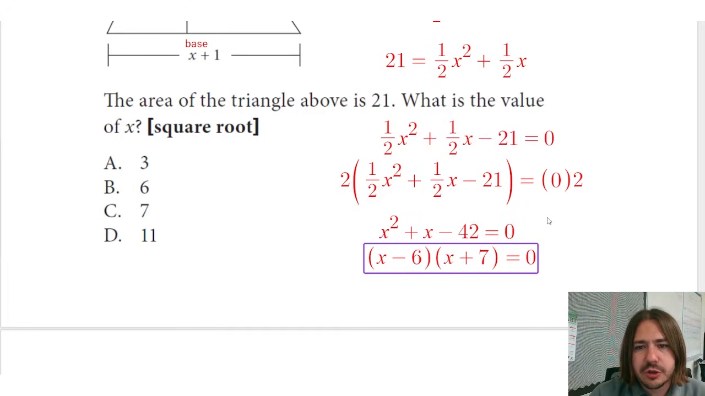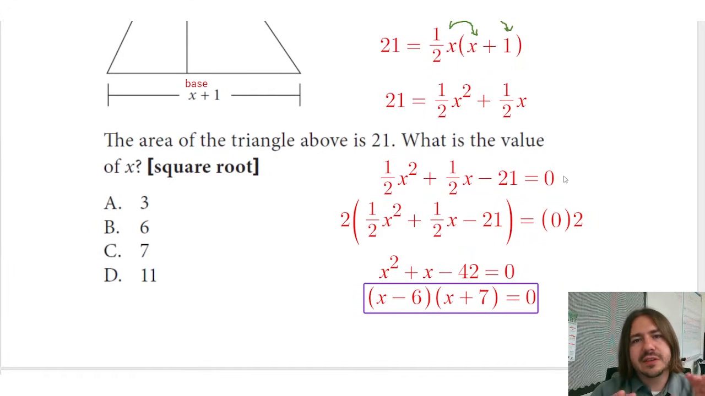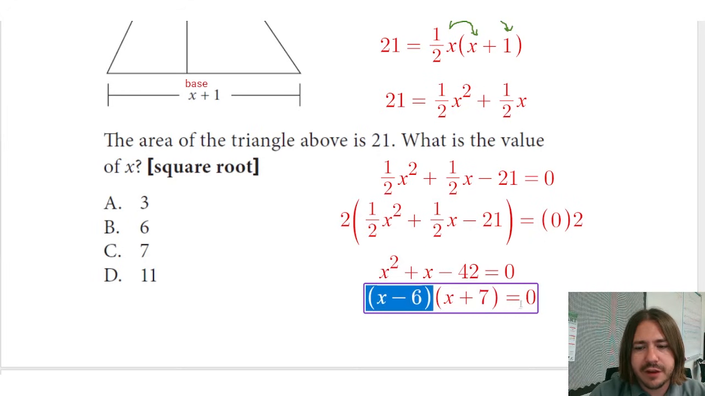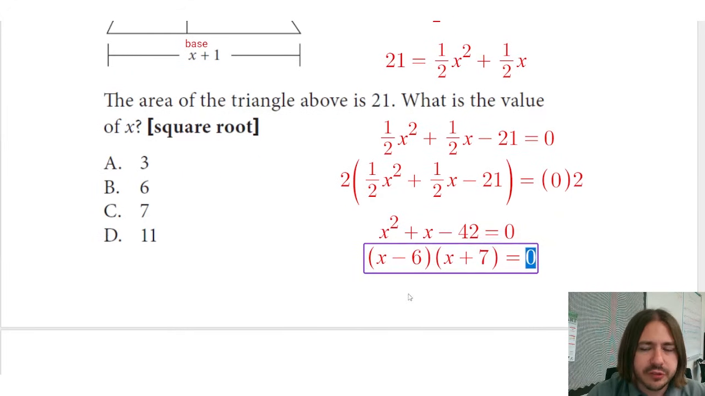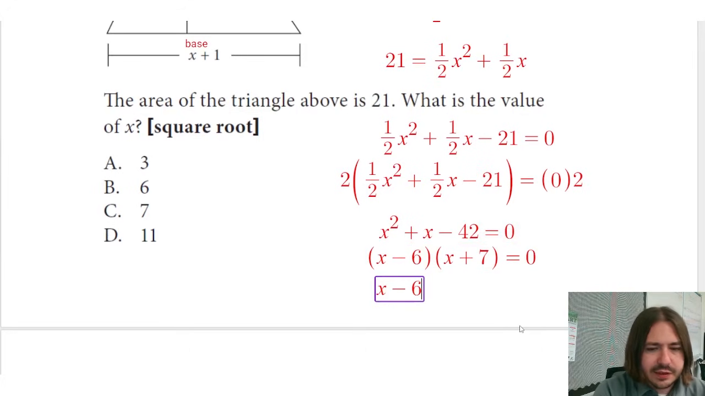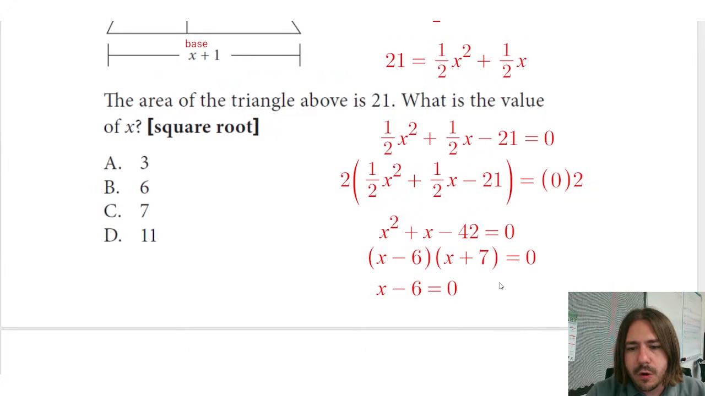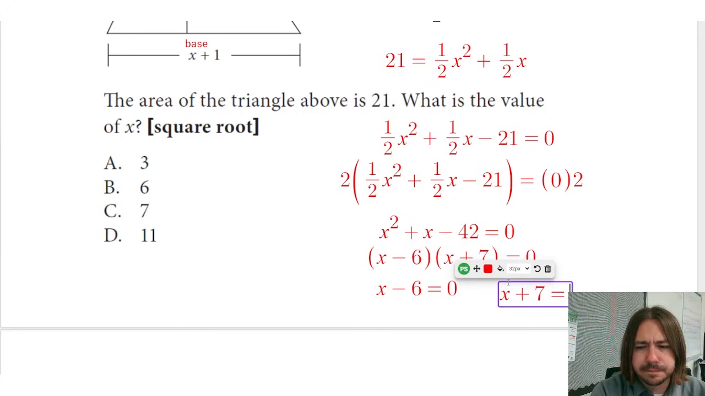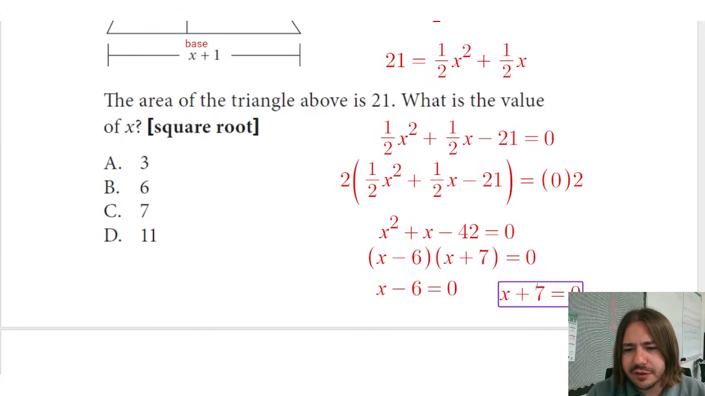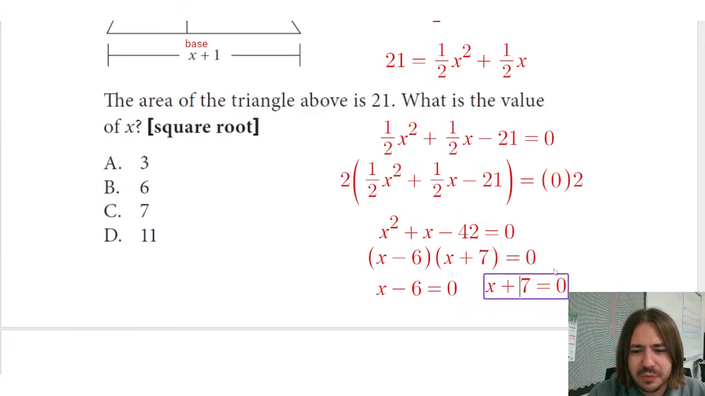Now I can use the zero product property, which allows me to set each factor equal to 0. Basically what it means is that when you have two things that are being multiplied together, if it equals 0, then at least one of those things has to be 0. So either x minus 6 equals 0 or x plus 7 equals 0. You might be thinking to yourself, well, hang on, we're about to get two separate solutions, right? We are. Why is it just one of them? We'll see very soon why that is.